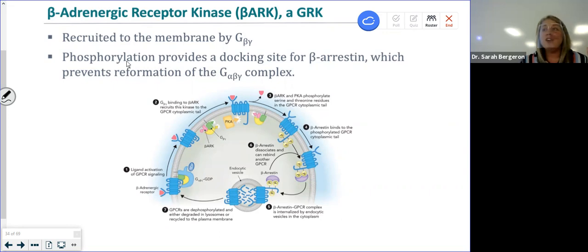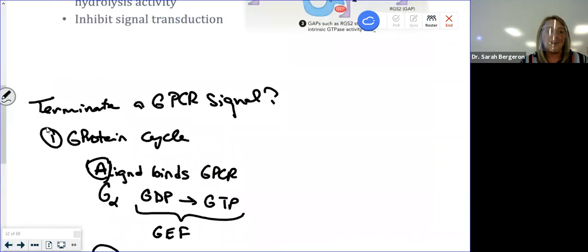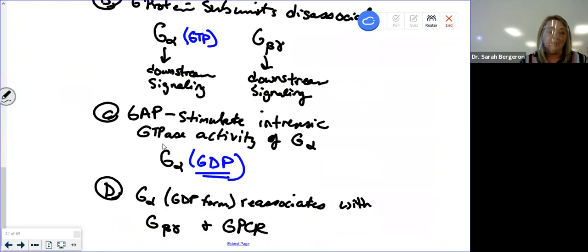So could you write yourself something like this, what we just did here? How do you terminate a GPCR signal? One is the G protein cycle. Two is what?